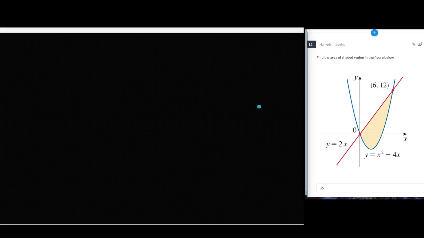Okay, now let's move on to problem number 12, in which we have to find the area of the shaded region in the figure that is given to us. The region is bounded by the parabola y equals x squared minus 4x on the bottom part, and on top the region is bounded by the line y equals 2x.